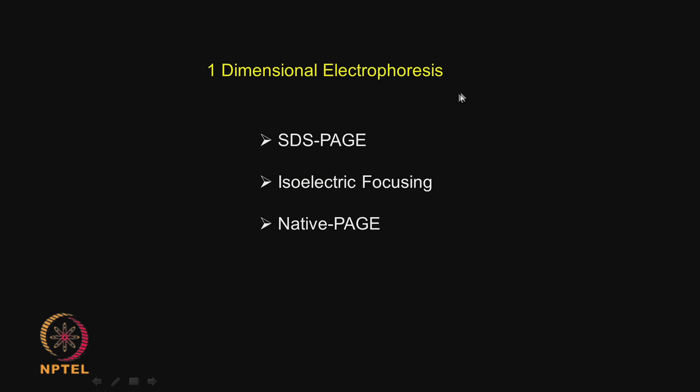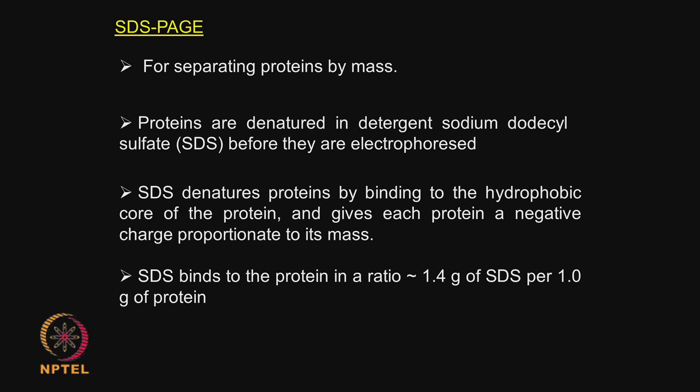One-dimensional electrophoresis consists of SDS PAGE, isoelectric focusing, and native PAGE. These are the three techniques. SDS PAGE is for separating proteins by mass. Proteins are denatured in detergent. So, why do you call it SDS? Sodium dodecyl sulfate. This is a surfactant, sodium dodecyl sulfate.